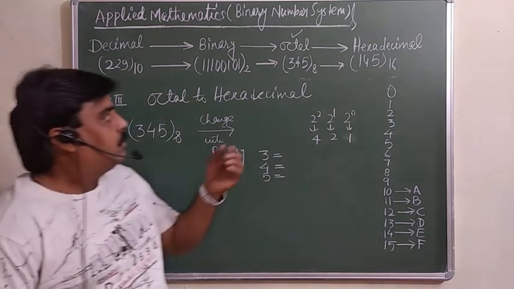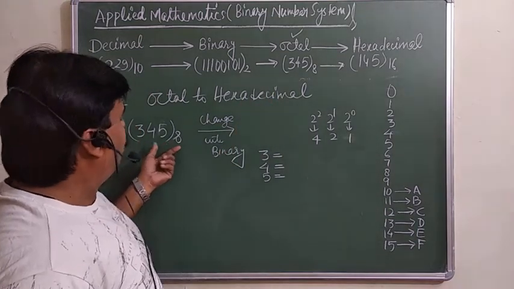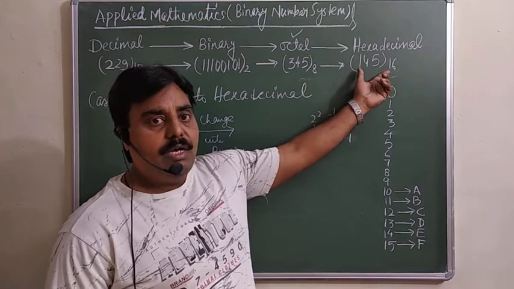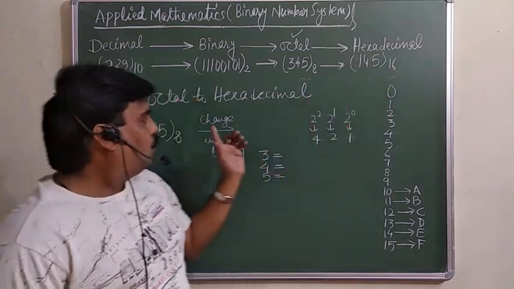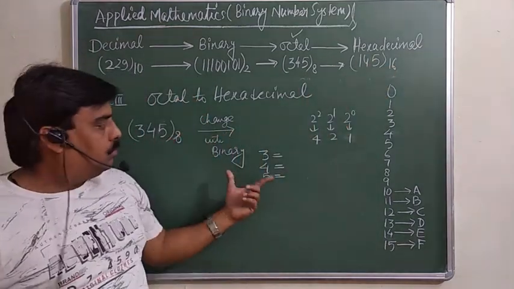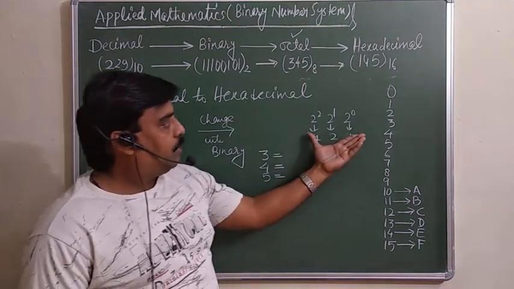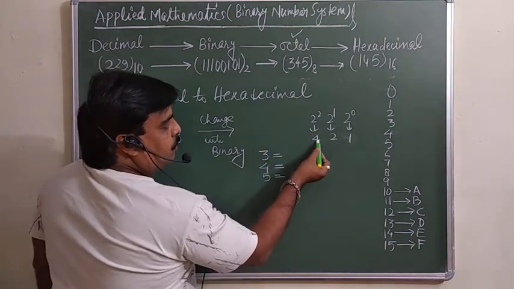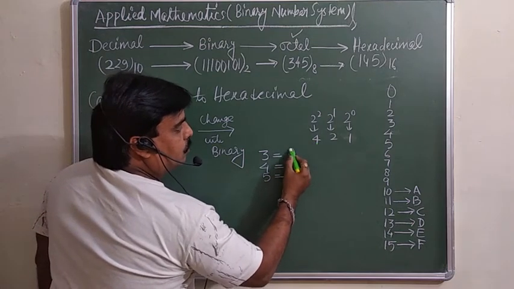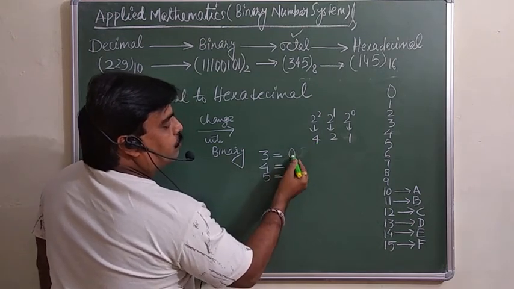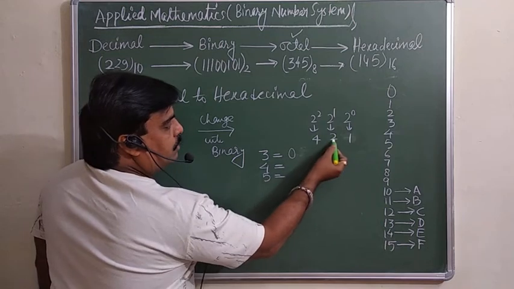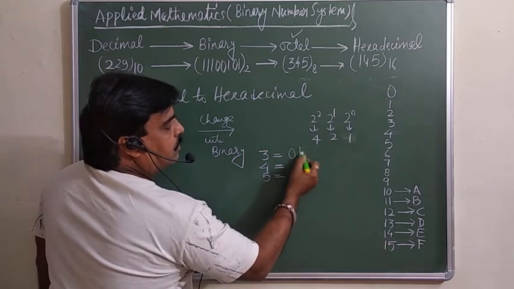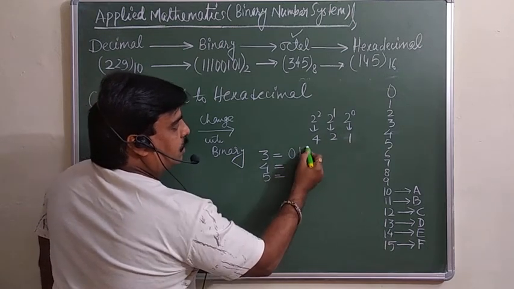Yes, now this octal 345 we are supposed to change into hexadecimal. So first of all we will change this octal into binary. With the help of this you can change to binary. See now, 3 is here only. For 4 we will not adopt 0. This 4 is here but we will take the 2, 1, and plus 1 is 3. So that is 0, 1, 1.